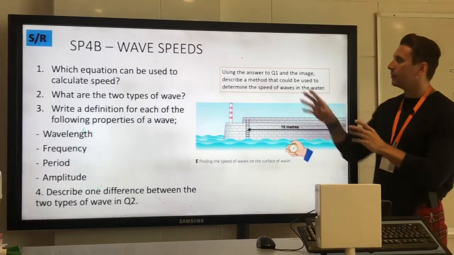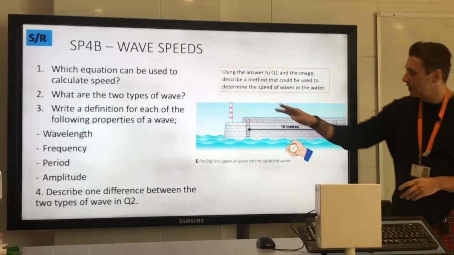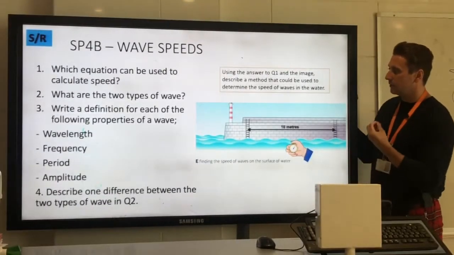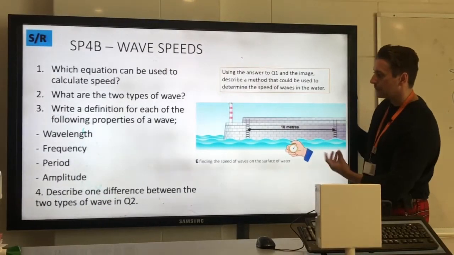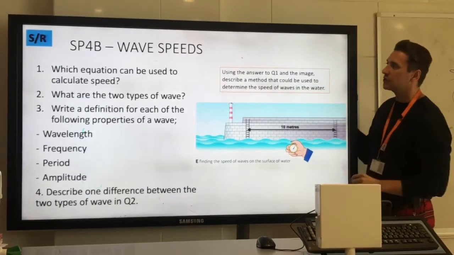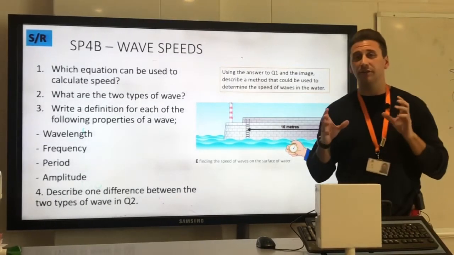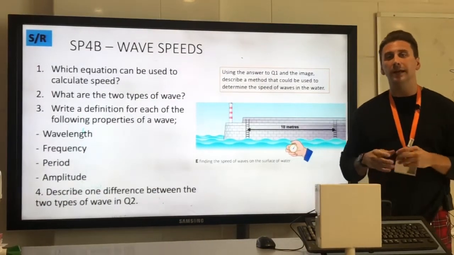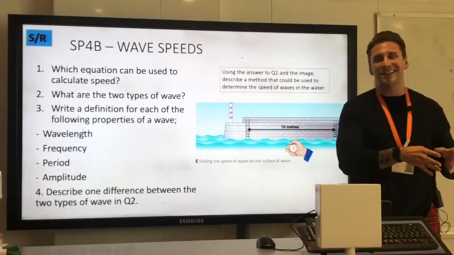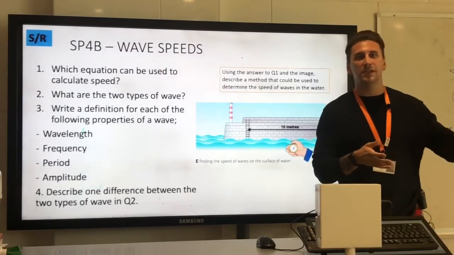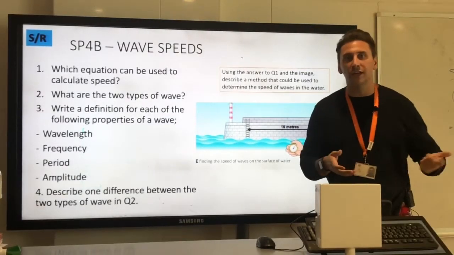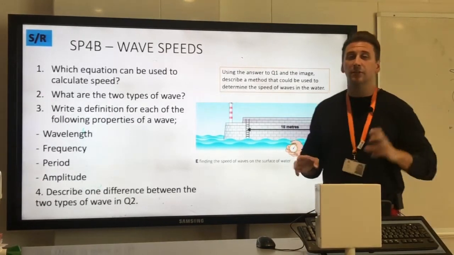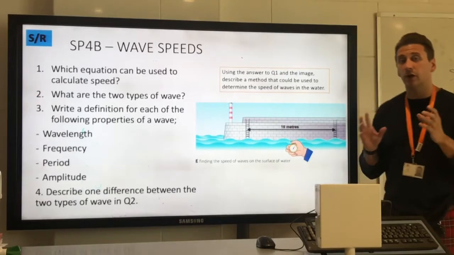Before we look at the equations that can be used, we can look at this example. So how would we find the speed of waves in water in this specific situation? We already have an equation from SP1, which was speed equals distance divided by time. There's no reason you can't apply that same equation, even though it was used to find the speed of an object moving or someone running. You can still apply that same equation to waves as well.